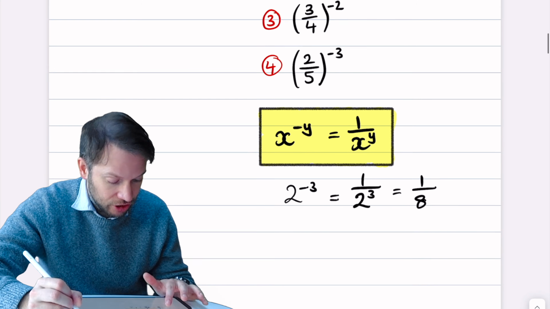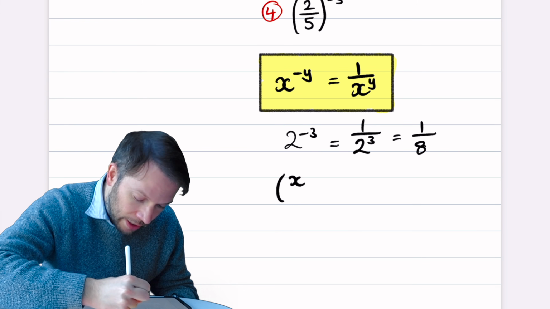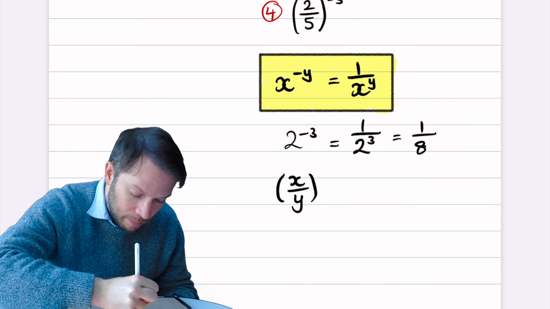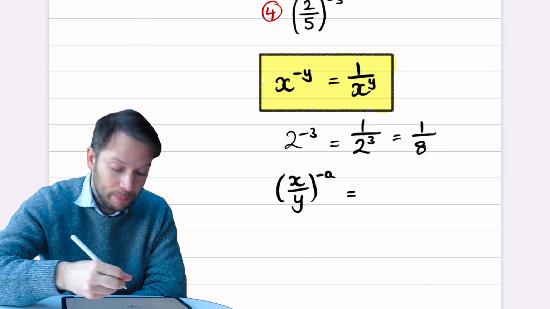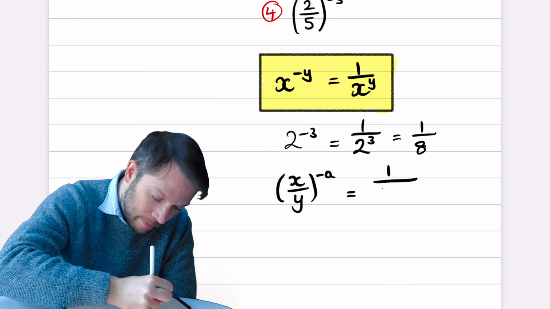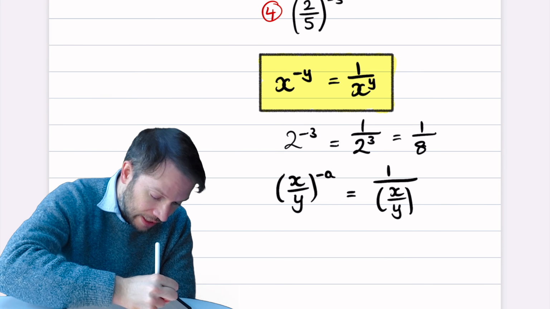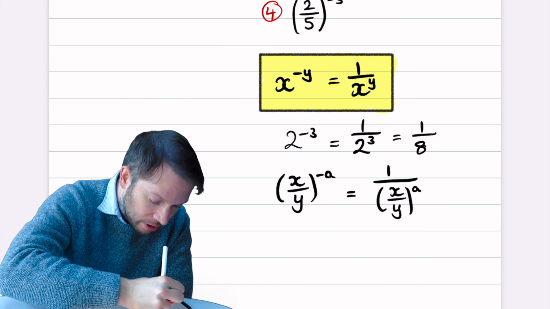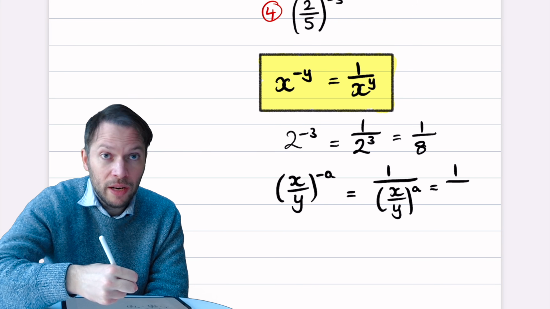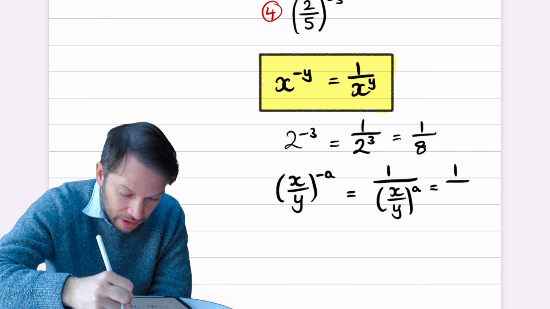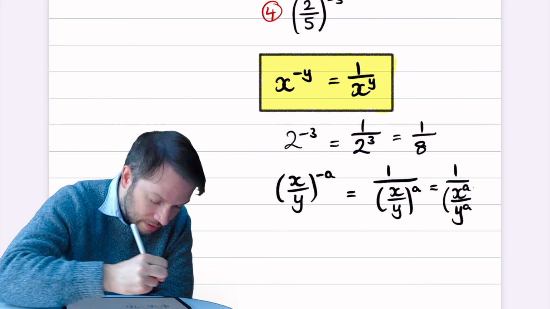Now, if you have a fraction to a negative power, so let's just say that I have x over y to the power of minus a, then as we said before, if you have the negative power, you do 1 over it. So you do 1 over x over y, but instead of an index of minus a, you have an index of positive a. And then when we have a fraction to a power, we could apply that power of a to both the x and the y. So we could have x to the power of a over y to the power of a, like this.